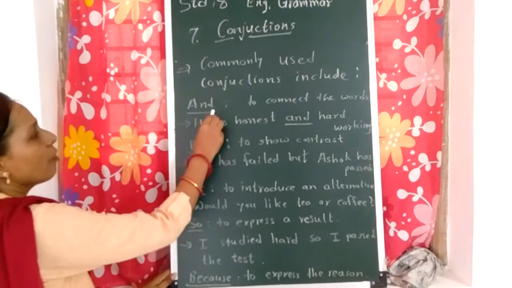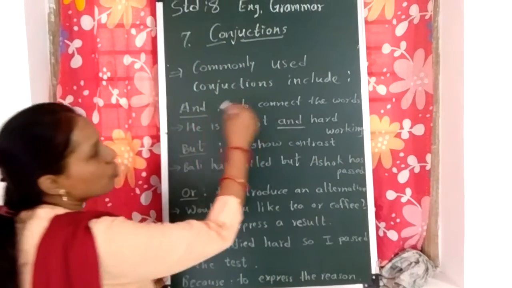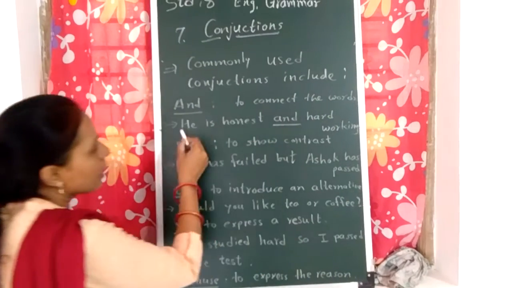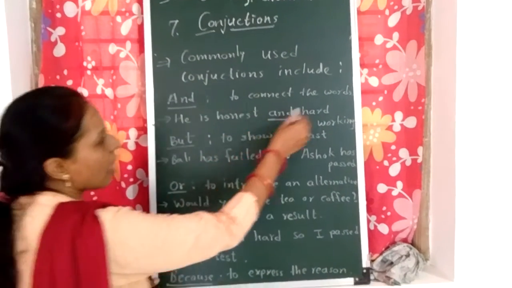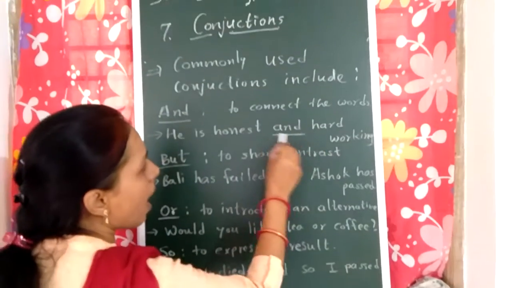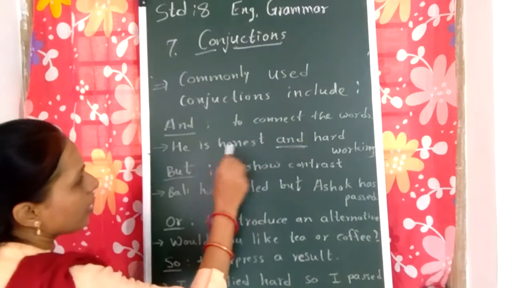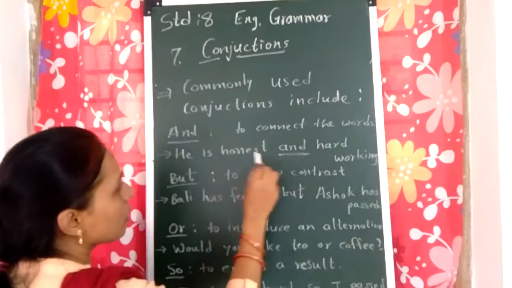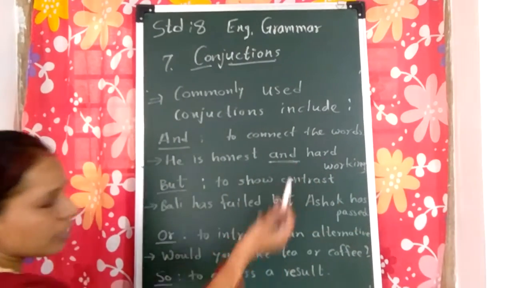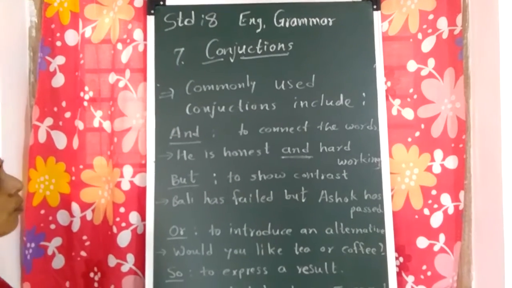Now 'and' is used to connect words, as in: he is honest and hardworking. Here 'and' is a conjunction and it joins two words. He is honest and hardworking. It is used to connect two words.